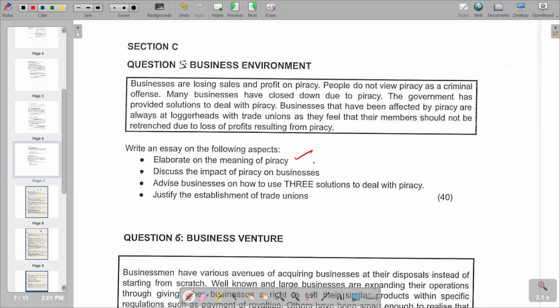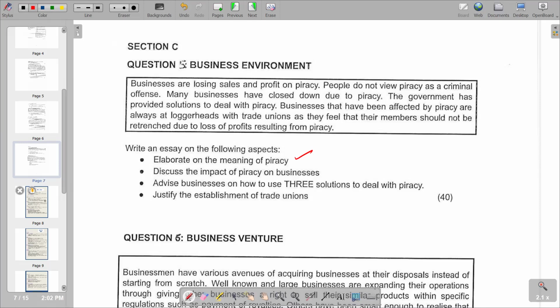So obviously, piracy is going to lead to negative effects on businesses. Businesses are going to lose profits. Revenue is going to be lost since we are having a scenario whereby part of the profits or part of the revenue is going to be taken by those that are going to illegally use the products or ideas or whatever of the business.